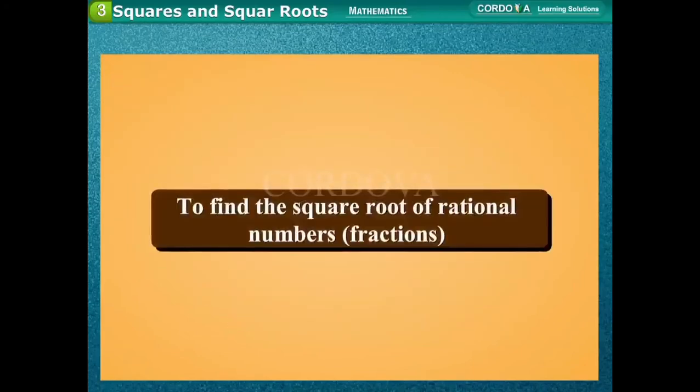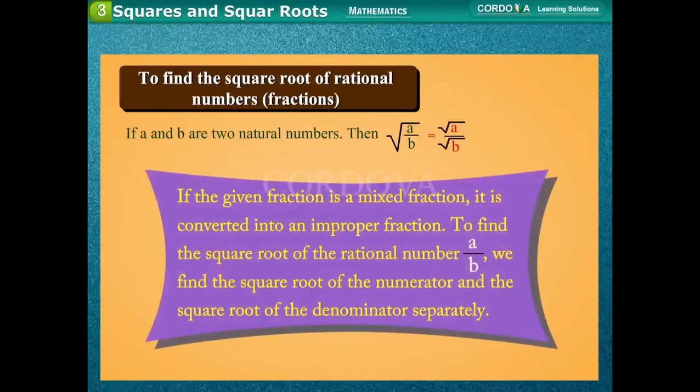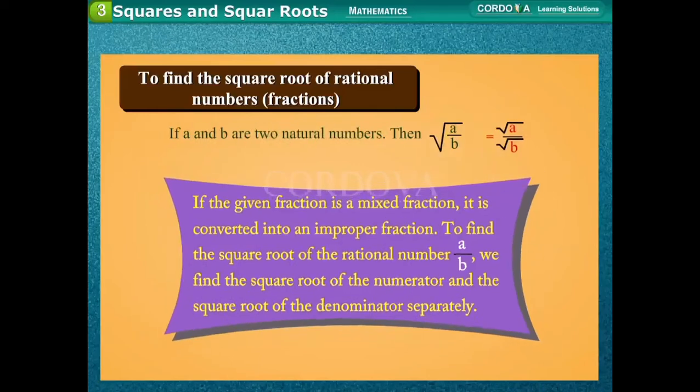To find the square root of rational numbers, fractions: if a and b are two natural numbers, then the square root of a upon b is equal to the square root of a upon the square root of b. If the given fraction is a mixed fraction, it is converted into an improper fraction. To find the square root of the rational number a upon b, we find the square root of the numerator and the square root of the denominator separately.